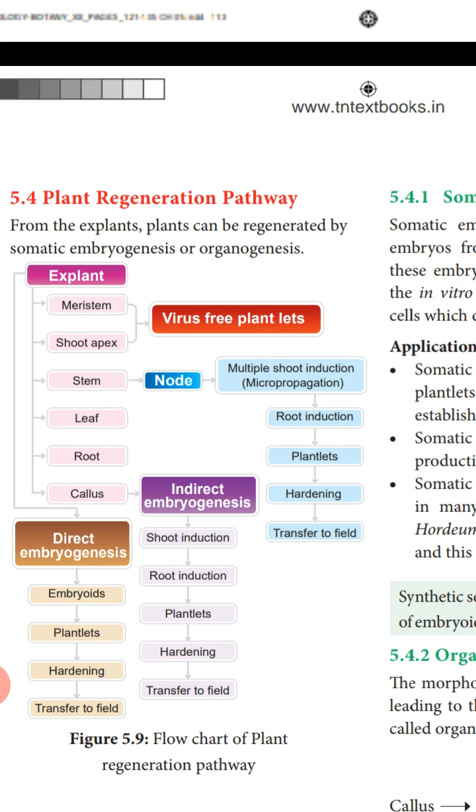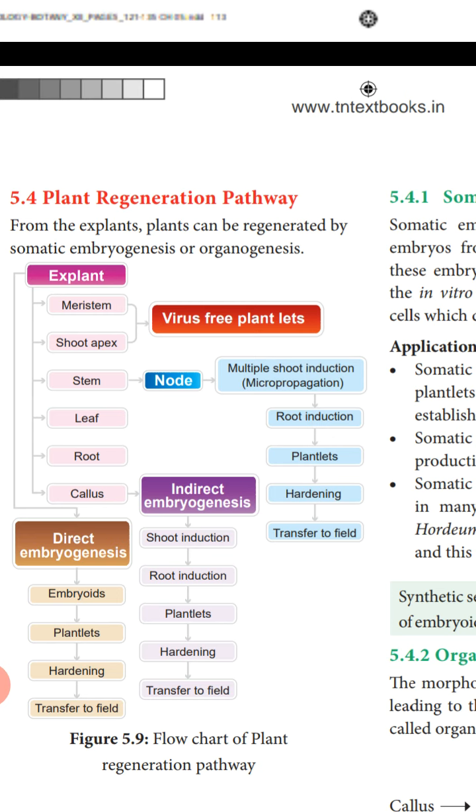The tissues from the nodal region of the stem, if we are using. Now, after the development of the numerous shoots, they will be induced to develop the roots with the help of the plant hormones. When the shoot is present and the roots are developed, that means an entire plantlet is ready.